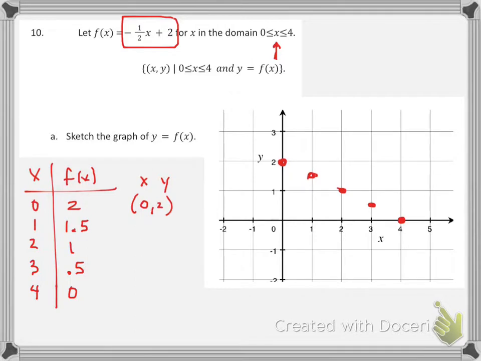And then the question is, do we draw the line? Well, it doesn't say anything about it being integers in our domain, right? It just says greater than or equal to 0, less than or equal to 7.